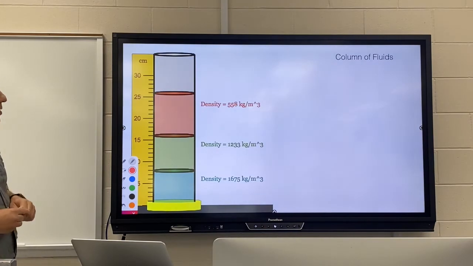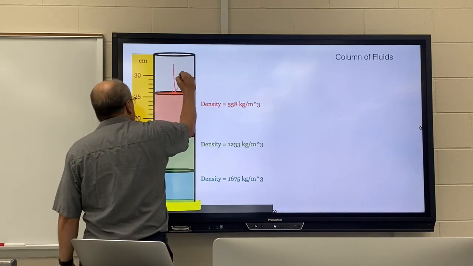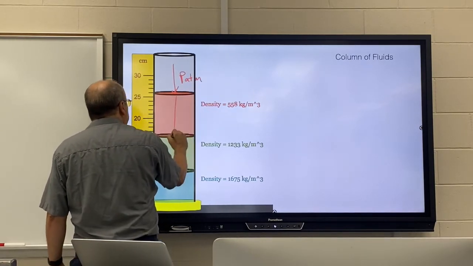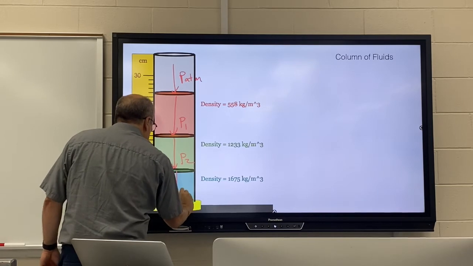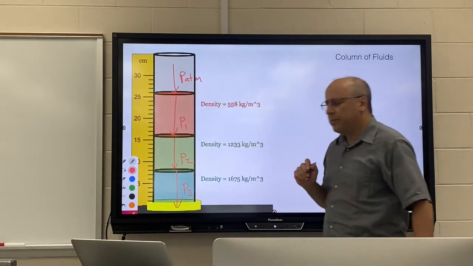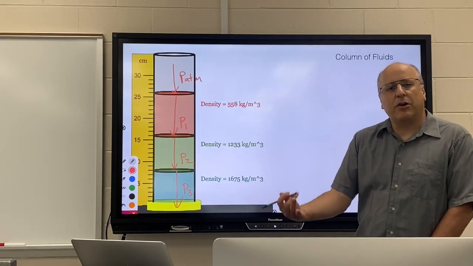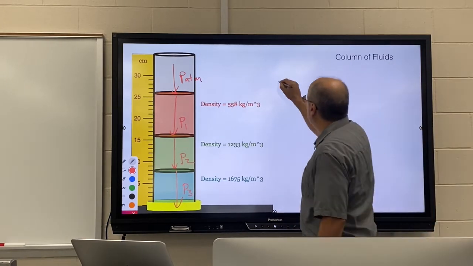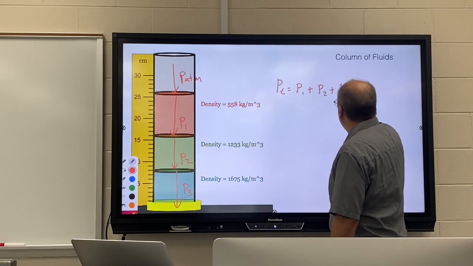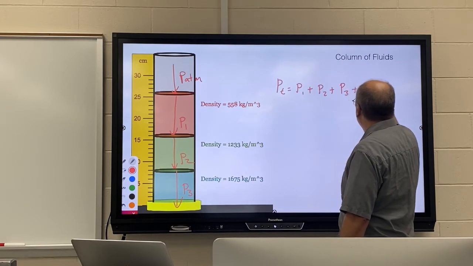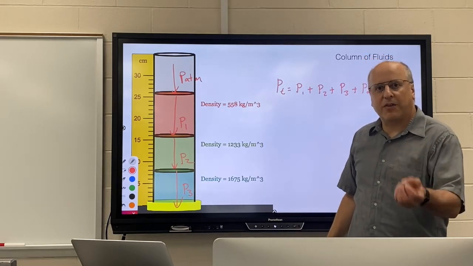What do you do if there's multiple fluids? So in this case, you'll notice that you've got the atmosphere pushing down on the top. You've got the orange fluid pushing down. You've got the green fluid pushing down. And you've got the cyan fluid pushing down. And if I want to know how much pressure it's making on the bottom, I simply add those pressures all together. So the total pressure would be pressure 1, pressure 2, pressure 3, plus the pressure from the atmosphere. These three are the pressures from the three different fluids in that graduated cylinder.